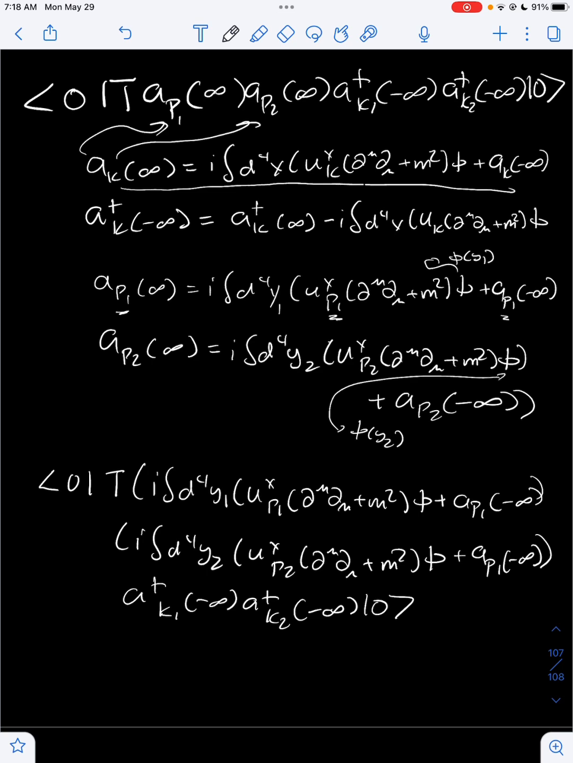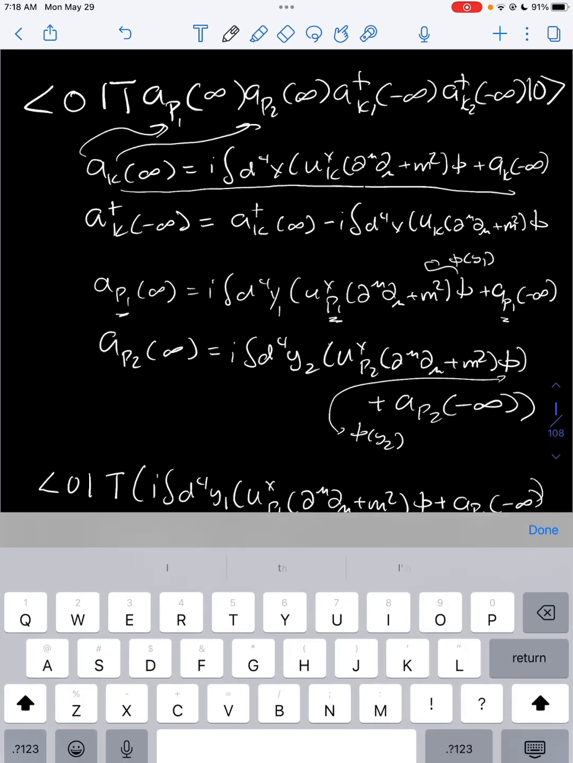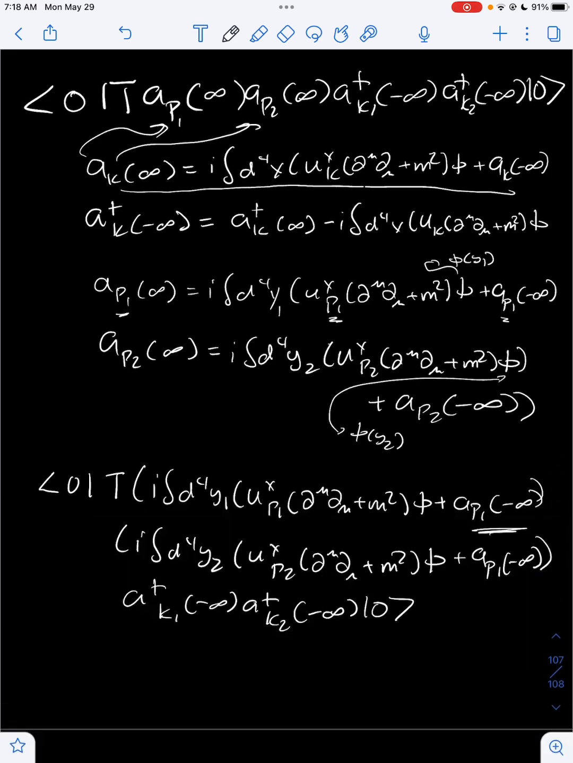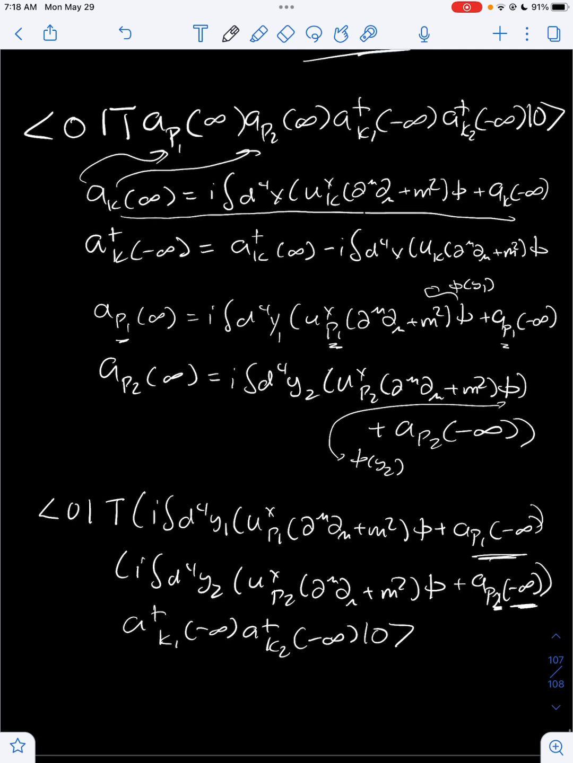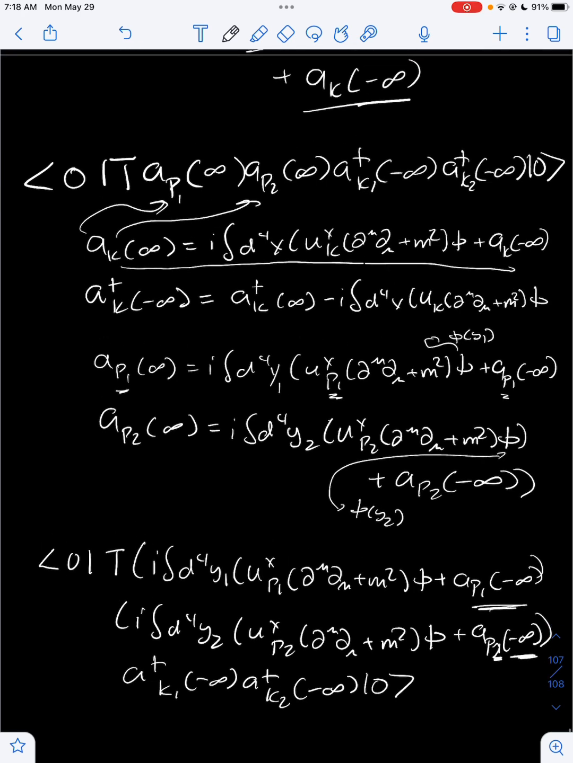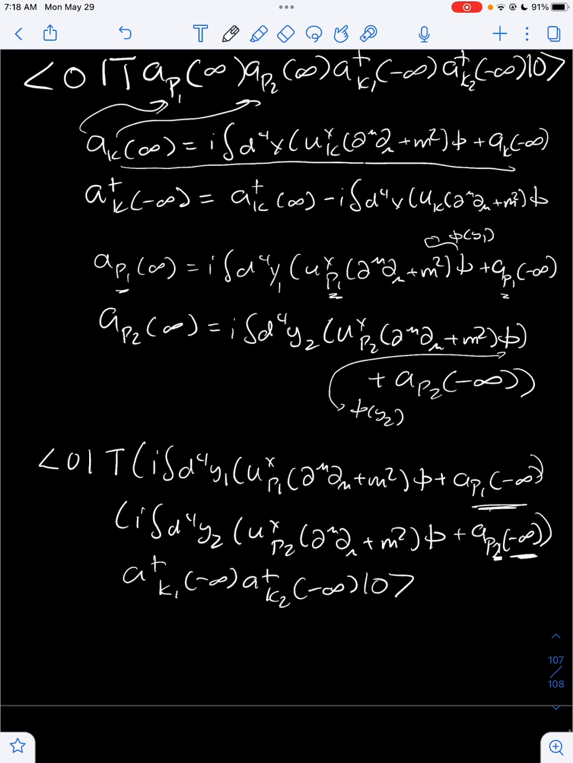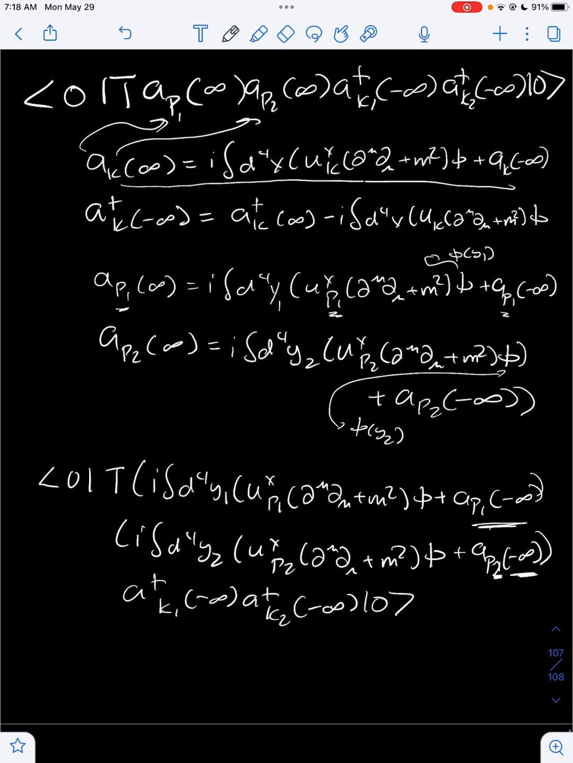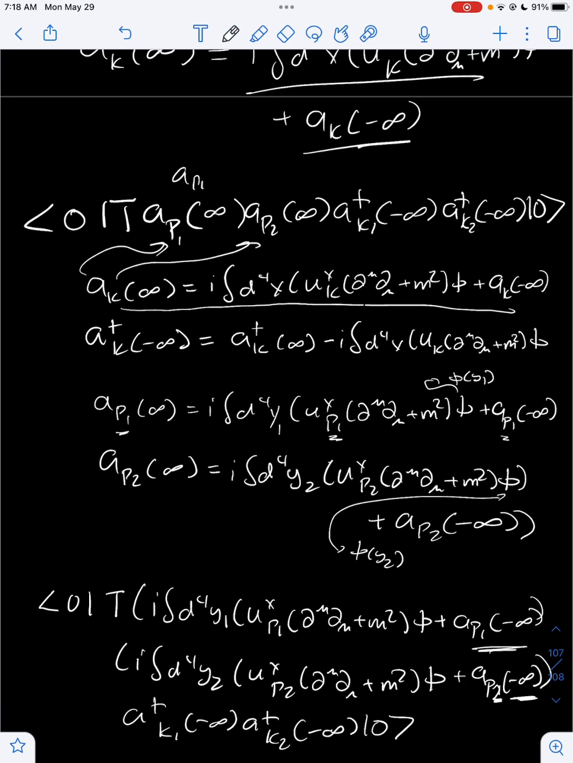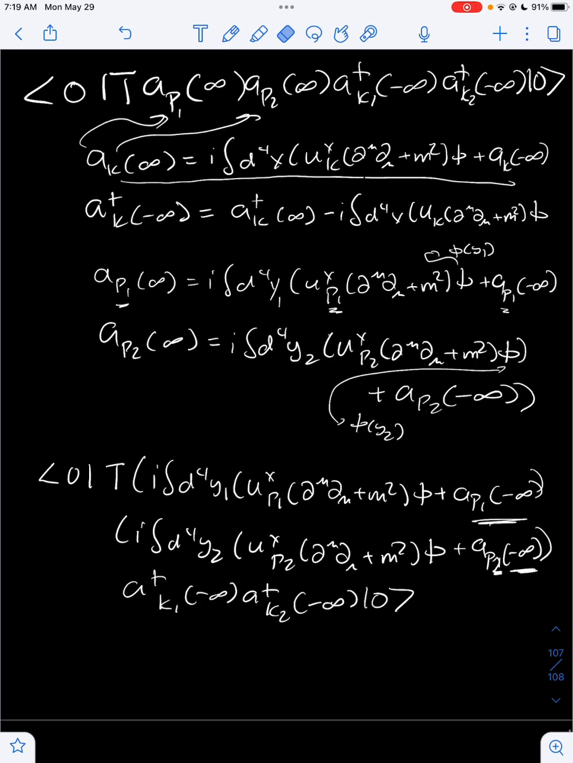So why are we doing this? Well, we can see here that by plugging this thing in, now we're going to have a of p1 of minus infinity and a of p2 of minus infinity. And this is why we chose to use a time ordered product, because what's going to happen is that this time ordering is going to take the a of p1 of minus infinity and just chuck it to the right, where it's going to annihilate the vacuum, making that term become 0. So by doing this, we're basically getting rid of all the annihilating terms.